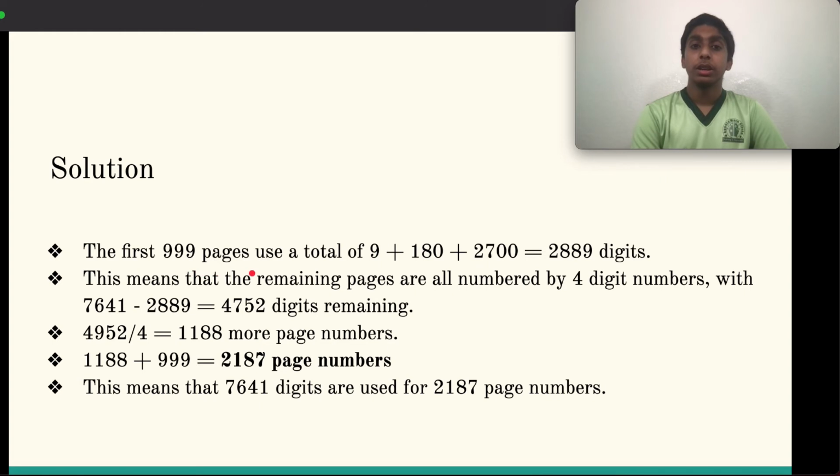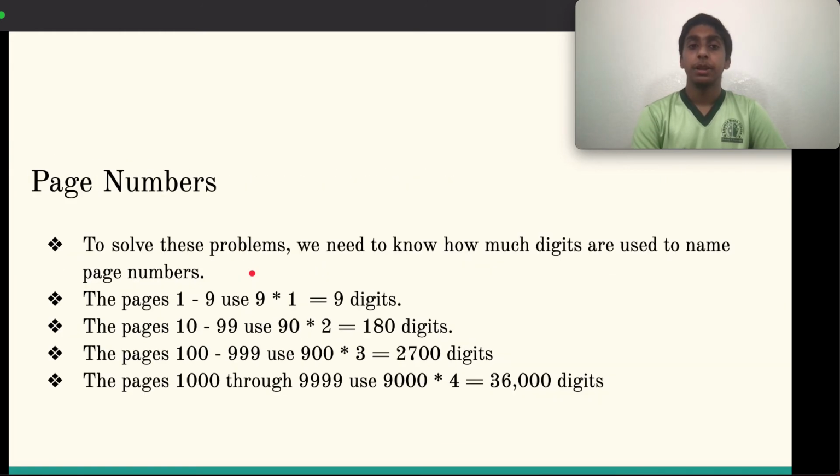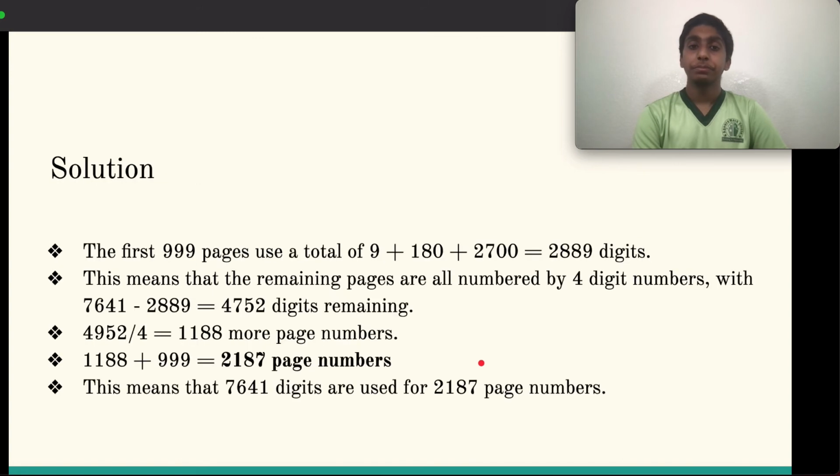Well, basically we went back here, right? And you could have done this on your paper too. Just 9 times 1, 90 times 2, 900 times 3. Right? And then we simply calculated the number of numbers in our set. So from 100 to 999, there's 900 numbers. And each of those numbers is a 3-digit number. So times 3, and we got how many digits there are. So based on that, we're just going to add up those.